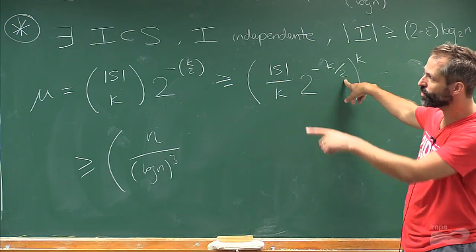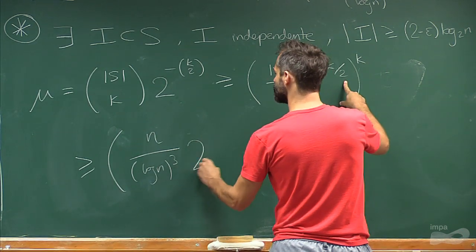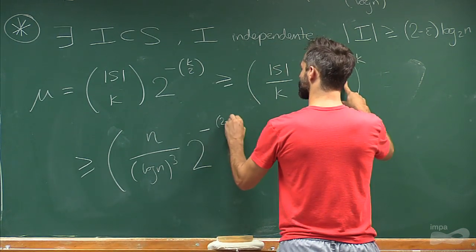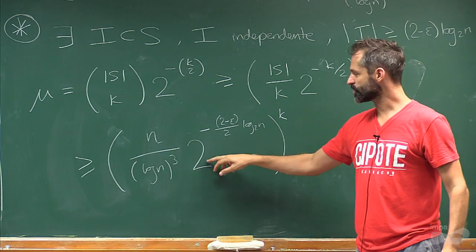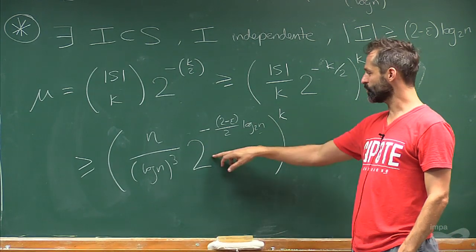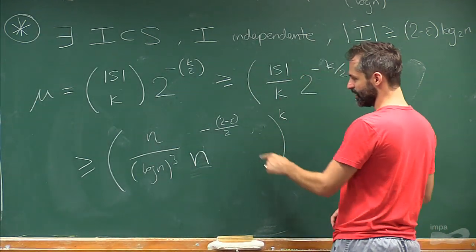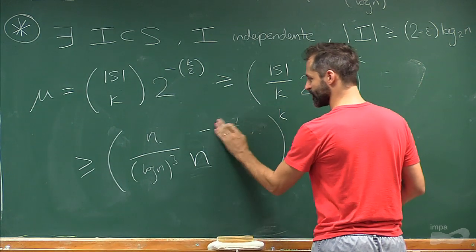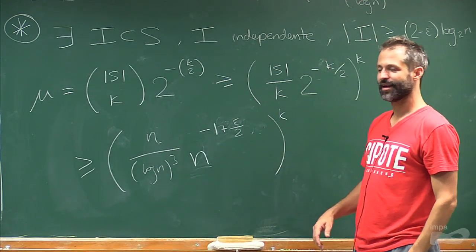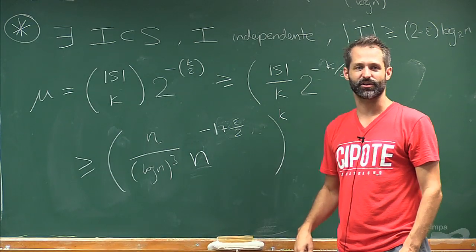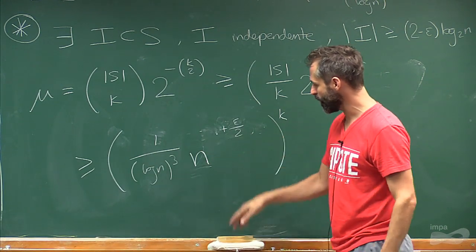2 to the minus k over 2. K is 2 minus epsilon times log n. Right? 2 to the minus (2 minus epsilon over 2) log to the base 2 of n. But what's 2 to the minus log to the base 2 of n? So 2 to the log to the base 2 of n is n. Let's pull this down, n to the minus this. 2 minus epsilon over 2 is 1 minus epsilon over 2. So minus 1 plus epsilon over 2. But n to the minus 1 times n, they cancel. And we now have n to the epsilon over 2 over log n cubed.